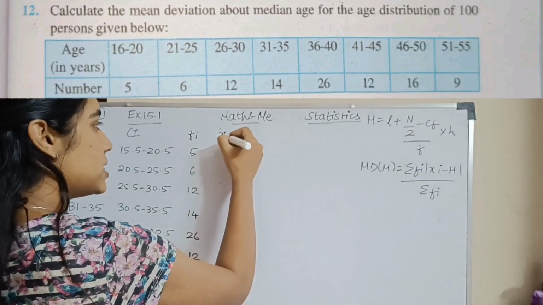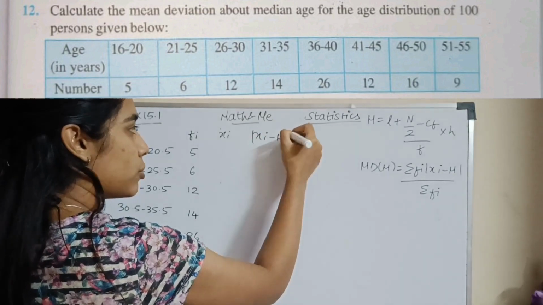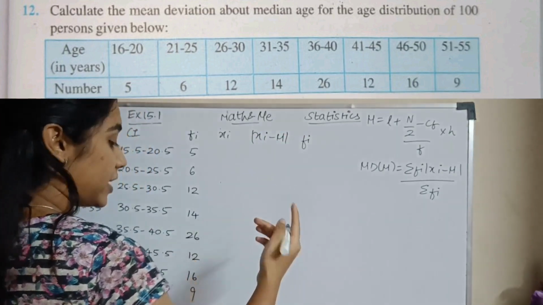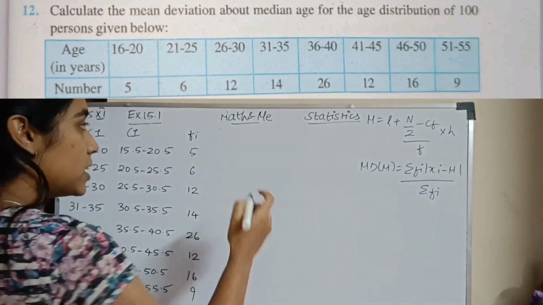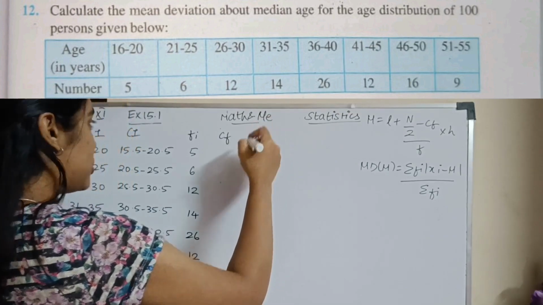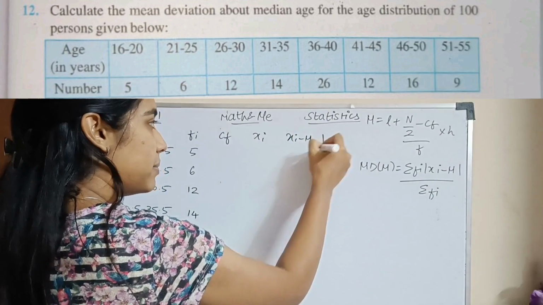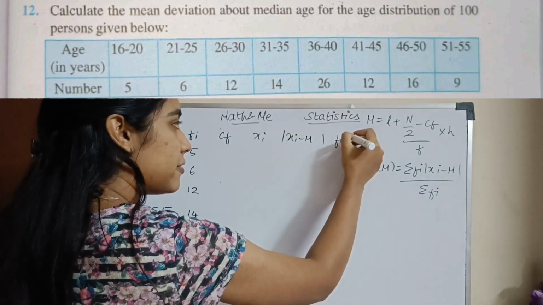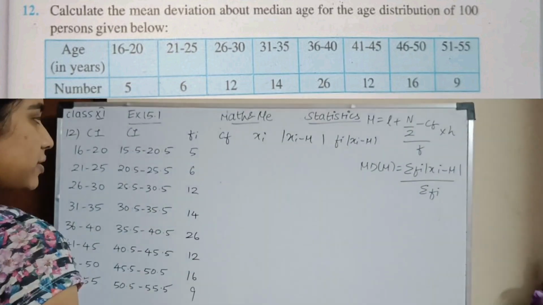Now what do I need? First xi. Then I need to find the modulus of xi minus m. Then I need to multiply it with Fi. Now we are dealing with median, correct? So I need my cumulative frequency. Then I have xi, which is the middle value of all this. Then I need to subtract my median and multiply that with my Fi. Xi minus m. Okay, so first cumulative frequency.